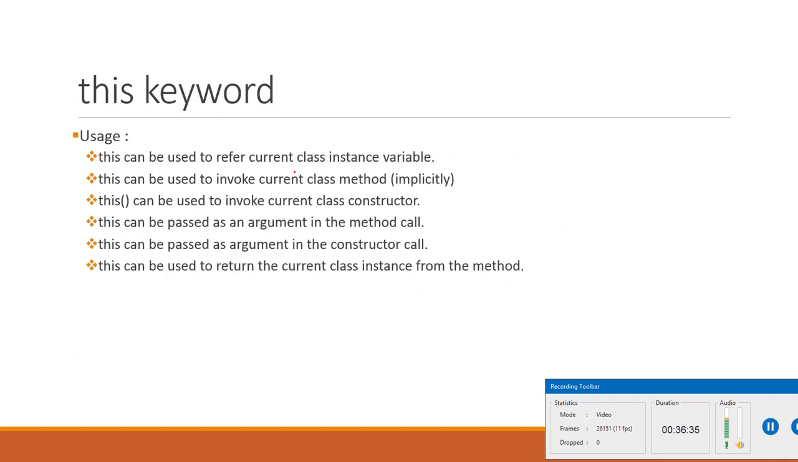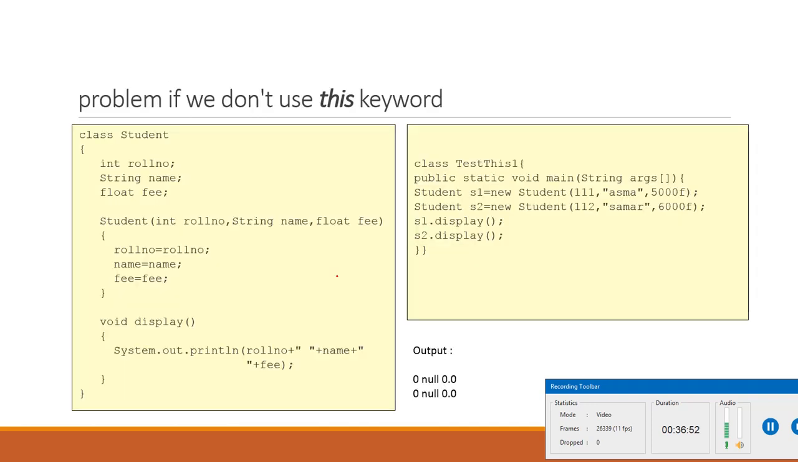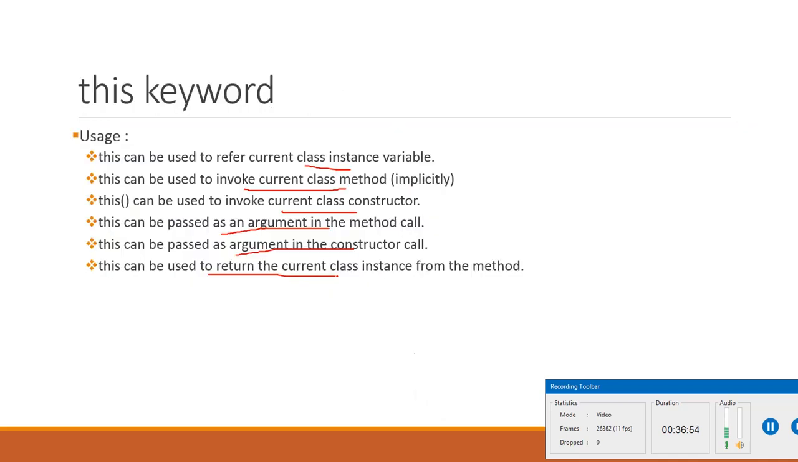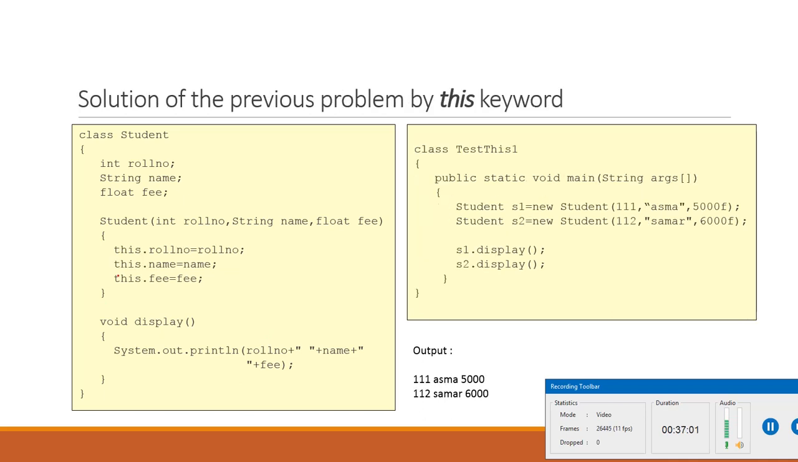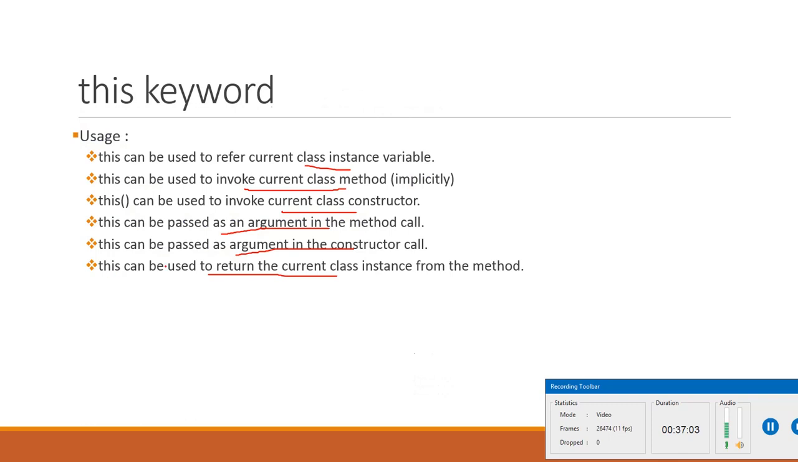So: refer to the current class variable, invoke the current class method, invoke the current class constructor, pass as an argument in the method call, pass as an argument in the constructor call, and return the current class instance from the method. So let's go quickly. Alright, now over here let's check it. What is the problem with this? This is an example of the first usage, which is the current class instance variable.